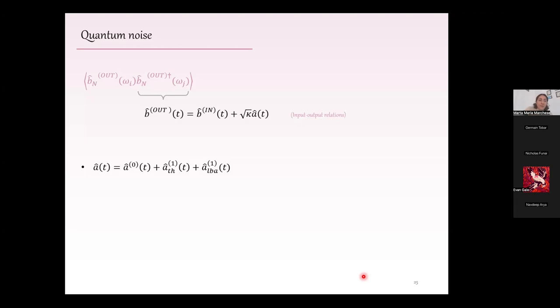Therefore, we can have the cavity field split in three parts, where we have the zero order terms in the optomechanical coupling G, and then the terms of first order that are respectively responsible for two different effects, the thermal noise and the light back action. Same for C, which in this case corresponds to the mode operator for the mechanical motion. You can have zero order terms in G and first order terms. When you neglect the first order terms in both of these operators, then you will recover the classical signal case.